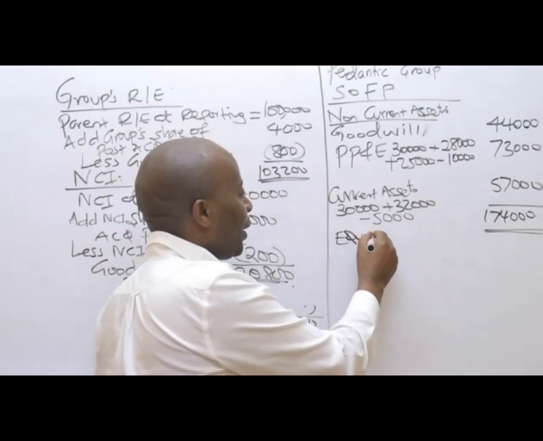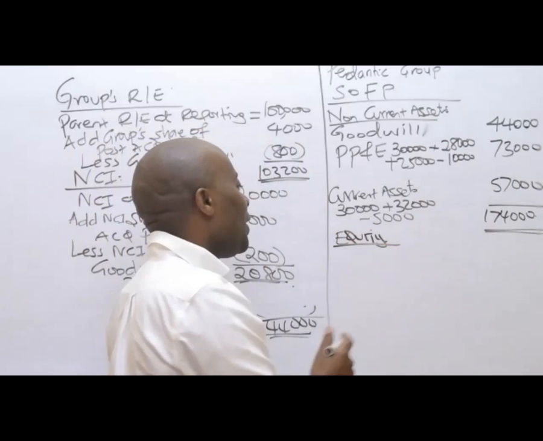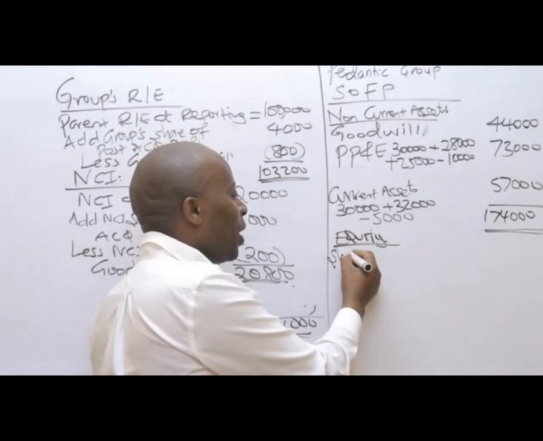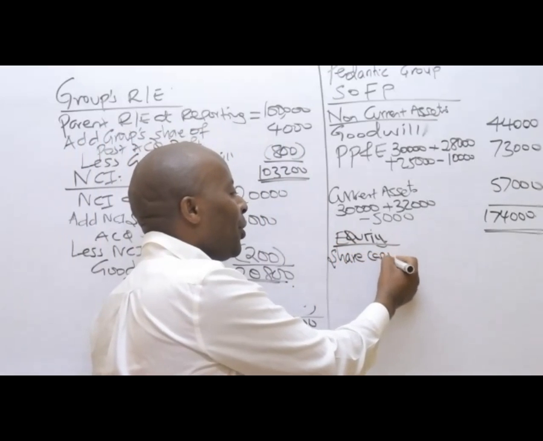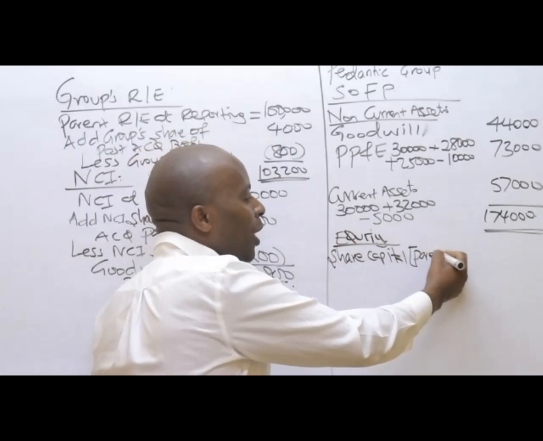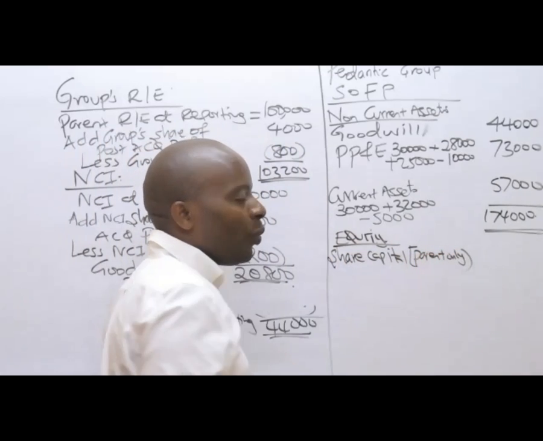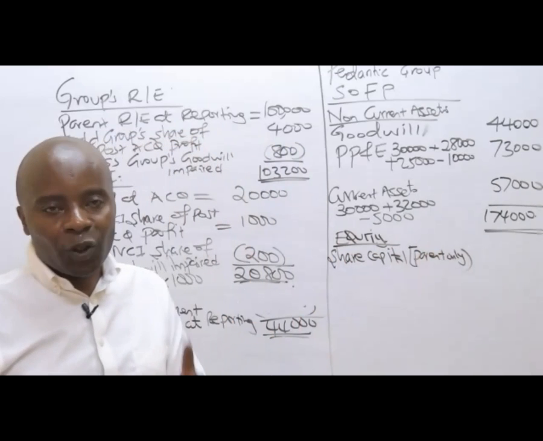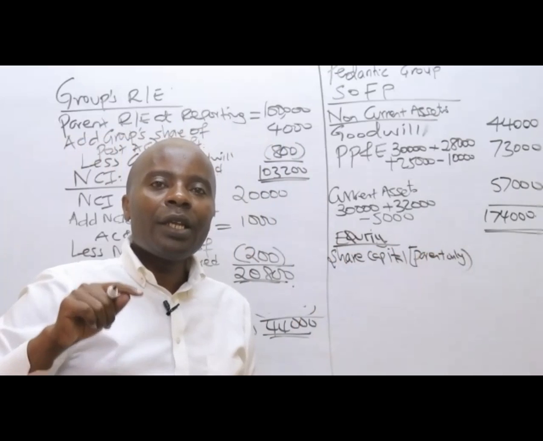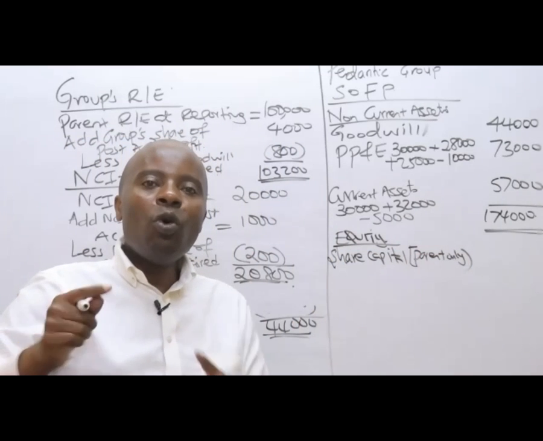We begin with equity. So equity, ladies and gentlemen, what do we have? We have the ordinary share capital. Remember, for the share capital, we normally take the share capital of the parent only. When consolidating, we take the share capital of the parent only. Reason being, the share capital that the subsidiary has, who owns it?